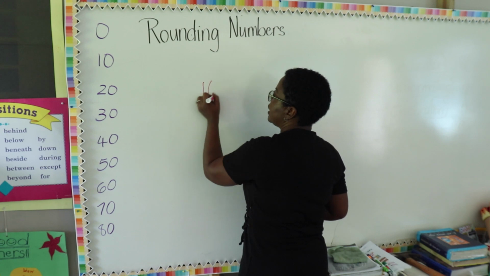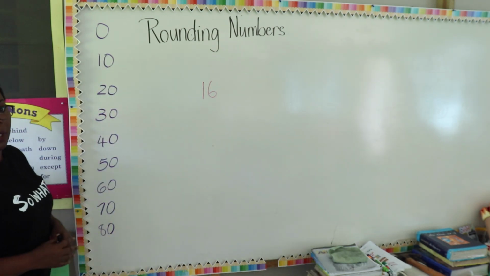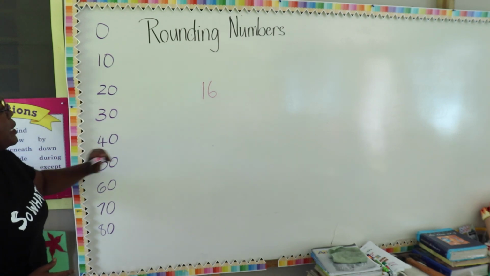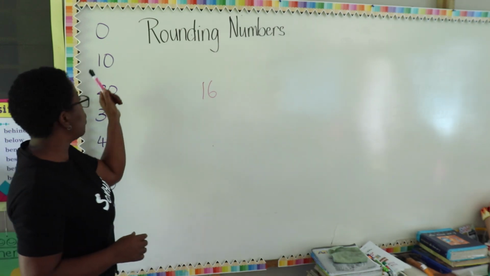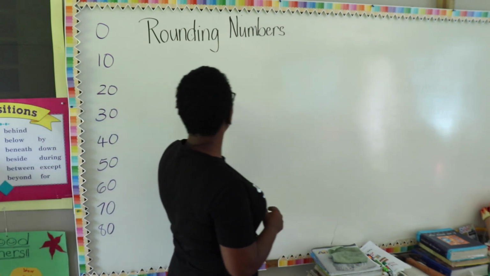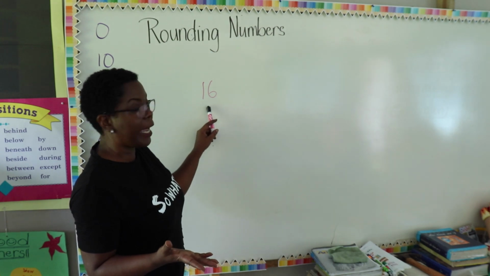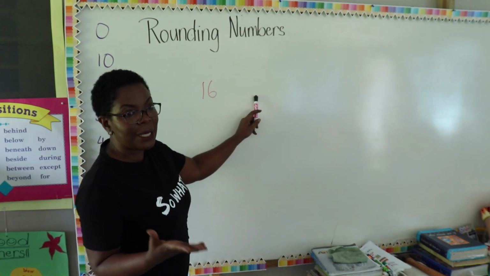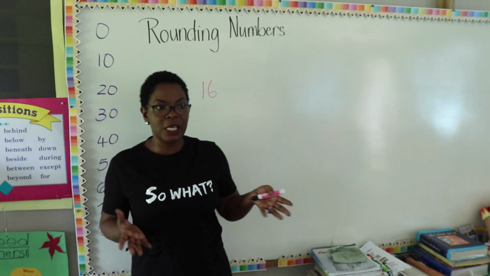If we have 16, 16 comes between what two tens? Look at the numbers to help you. 10 and 20, and 16 is closer to 10 or 20? 20. It's closer to 20. So we would round off 16, and if we have 16 mangoes, we could say I have about 20 mangoes. That's what rounding off does. That is how we use it in regular life.